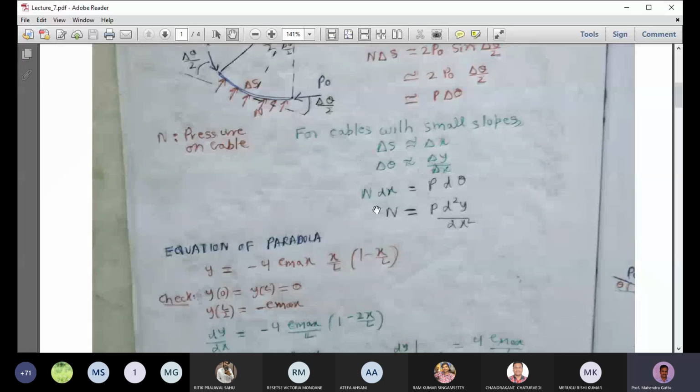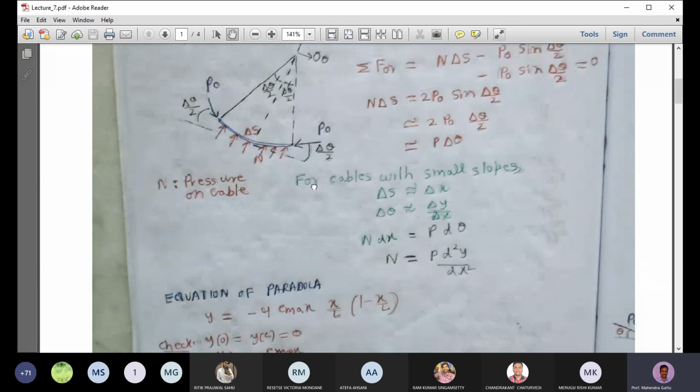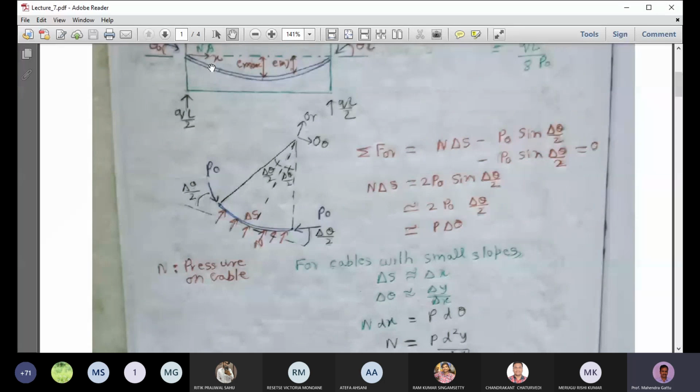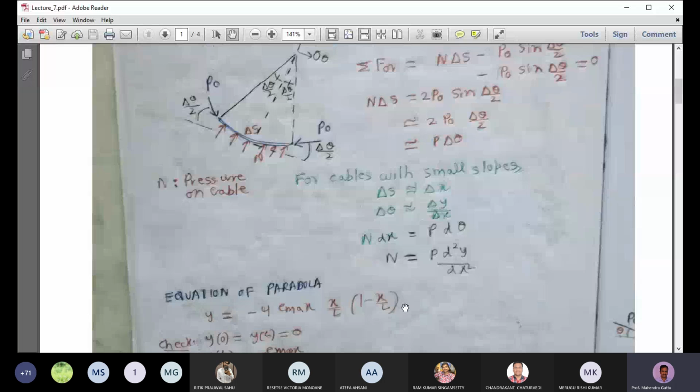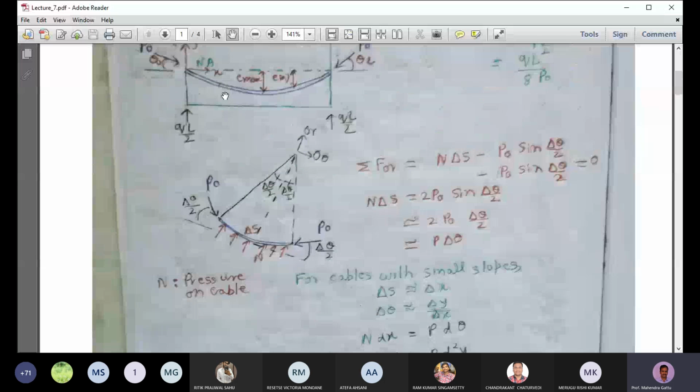And this is another relation we get with this approximation, that the cable has very small slope. That means the angles are almost horizontal, but not perfectly horizontal. There are very small slopes. So for that scenario, we have n is equal to p d square y by dx square. That means the pressure coming onto the cable element is p times d square y by dx square, where y represents the cable profile.